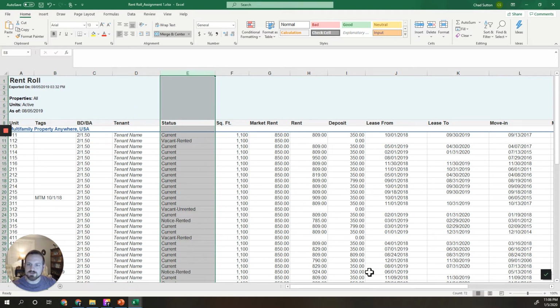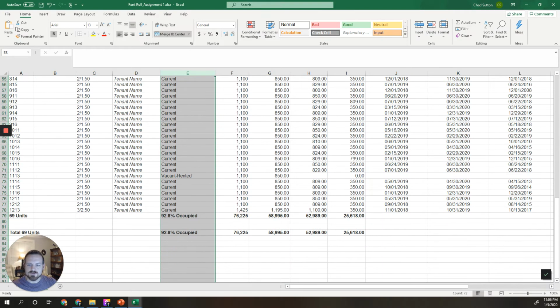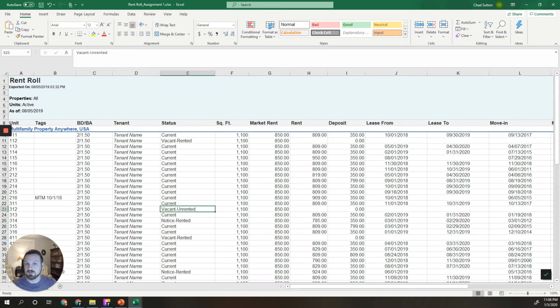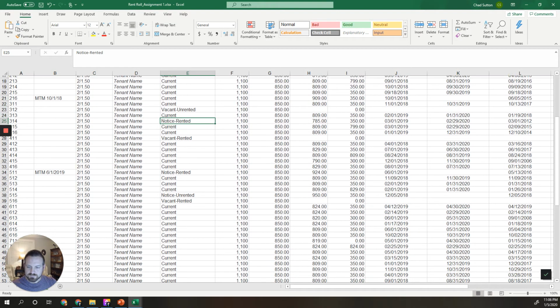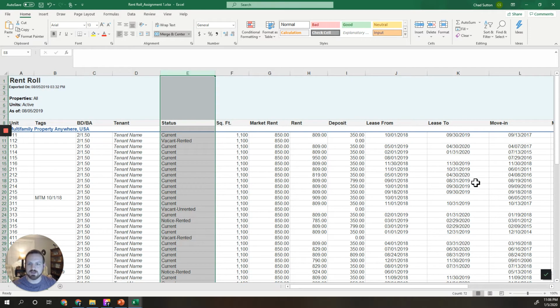Status is important. You see current, vacant rented, vacant unrented, notice rented, all these types of codes. These are going to vary as well, but you get the idea. Current means their lease is going on. Vacant rented means it's currently empty, but they have an applicant that's been approved. Vacant unrented is a vacant apartment. Notice rented means someone's in it, but they've given notice to vacate. So you want to notice this just to understand how many vacancies you may or may not have in the property at takeover, but more on this later again.